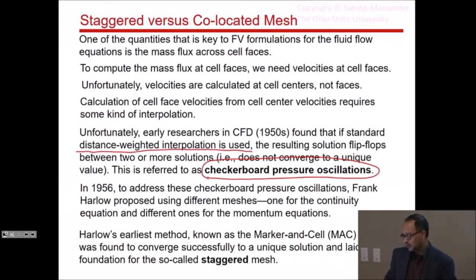So he found that if I solve the momentum equations and the continuity equations on different grids, then I can actually get a converged solution. And he called this the MAC method, and the grid that he used, he called it the staggered grid. So that was the whole idea. Now, of course, Harlow's method was a completely explicit method. Okay. Later on, the SIMPLE algorithm that we're going to talk about is an implicit method, but this one is a completely explicit method.